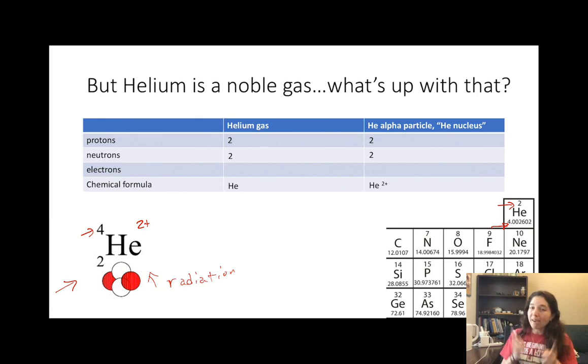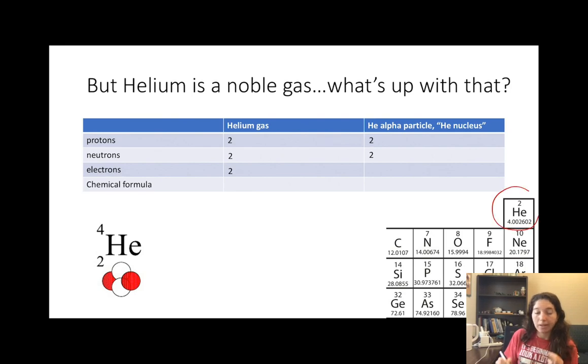Okay. So based on this, how many electrons would your helium gas have, and how many electrons would your helium alpha particle have? If you look at the periodic table, we see that our helium gas is going to have 2 electrons. But if we look at our helium alpha particle, it has 0 electrons because it's got a 2+ charge. So it's lost all of its electrons, and that's what makes it radioactive. This causes that radioactivity.